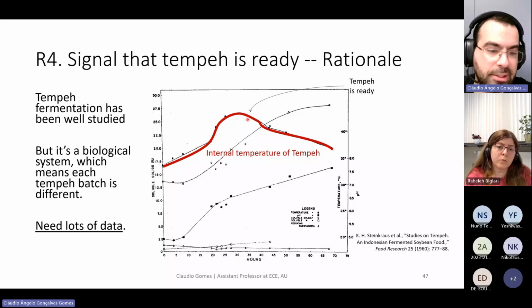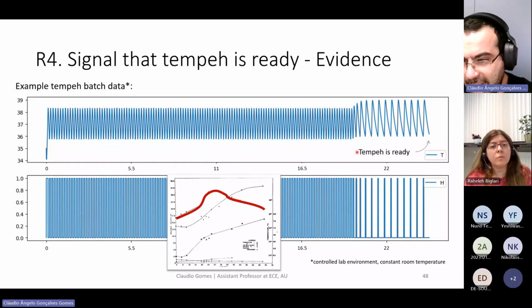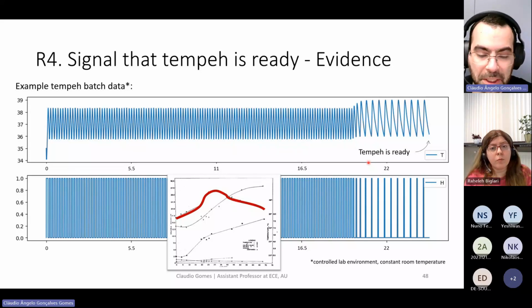Now tempeh is a biological system, so these batches are very different. For example, in our case, after 18 hours we observed that the tempeh was ready. We saw the peak after about 18 hours. So this is one batch in a controlled lab environment.